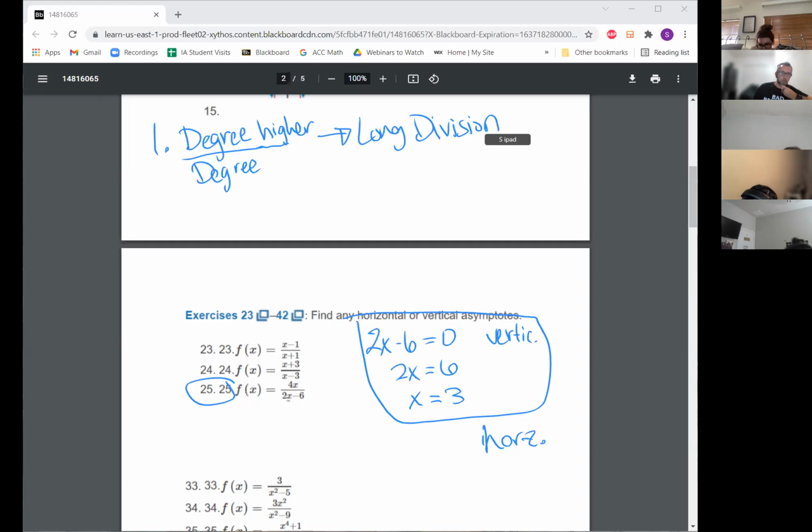I'm not forgetting we did long division, am I? We didn't do it. Okay, so that's what would happen if the degree on top is higher. We haven't learned that, so you won't have to do that, but just so you have that for your reference.